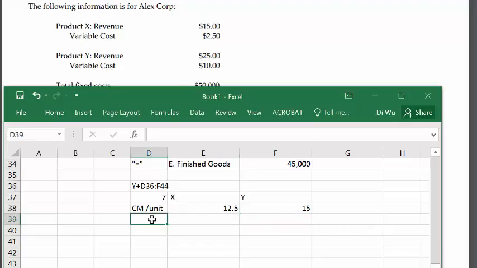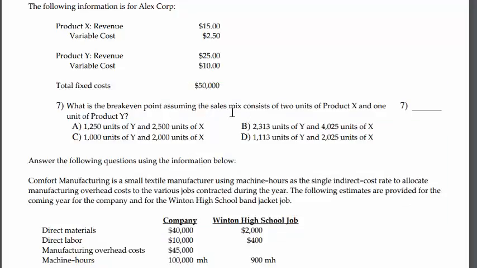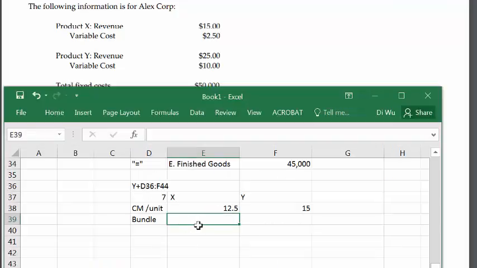So the next one we need to find out is a bundle. A bundle consists of a number of X and a number of Y units sold. If you look at the question, the sales mix consists of 2 units of product X and 1 unit of product Y. So we are going to have a bundle of 3 units, 2X and 1Y.